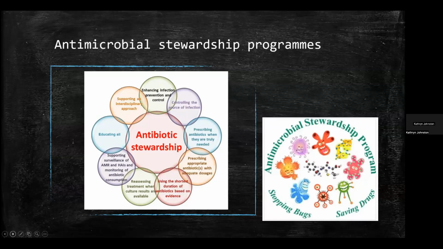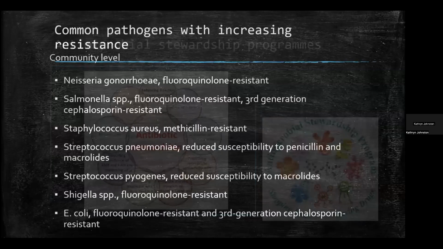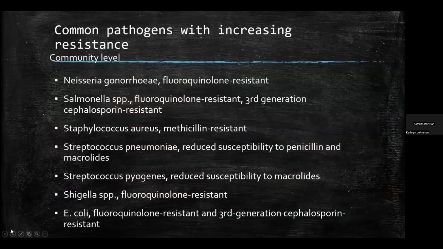And just to build on that, what we're seeing is examples of the number of agents that are having increasing resistance, and they are different at the community level than they are in healthcare. And so we're all familiar with the increasing fluoroquinolone resistance in Neisseria gonorrhoeae, and the fluoroquinolone resistance and the third generation cephalosporin resistance that we're starting to see in Salmonella.